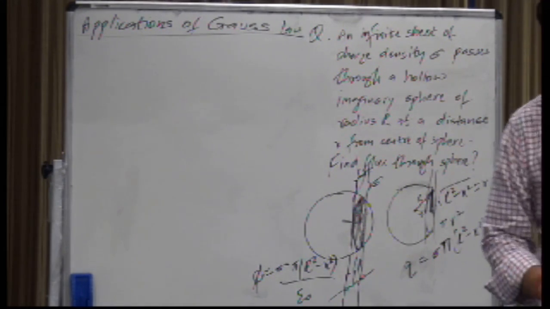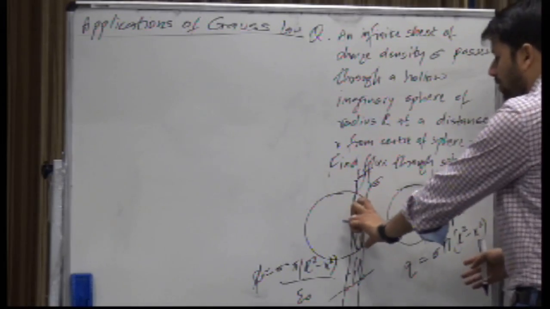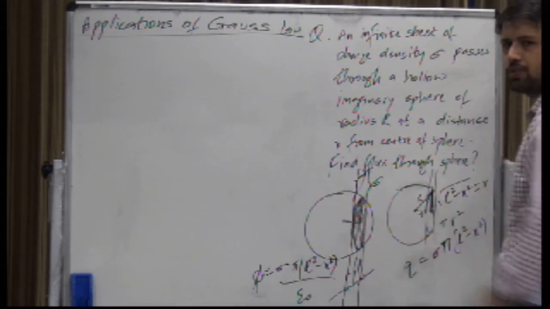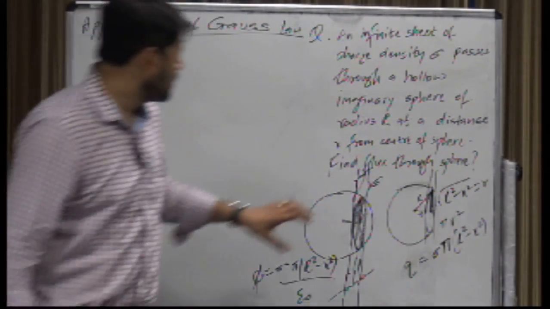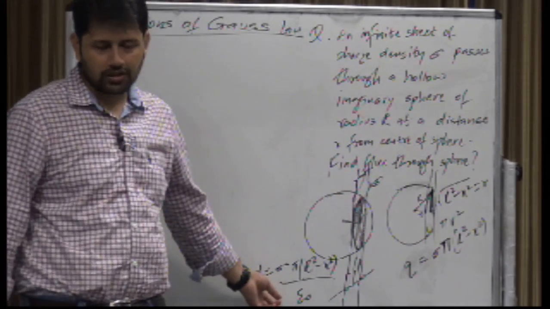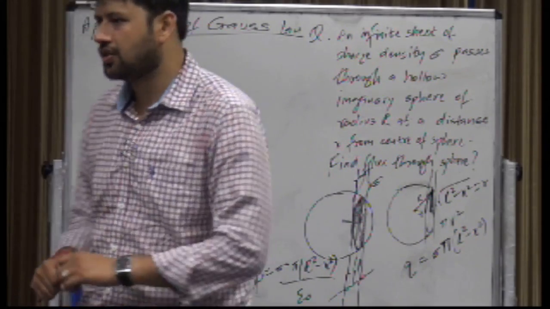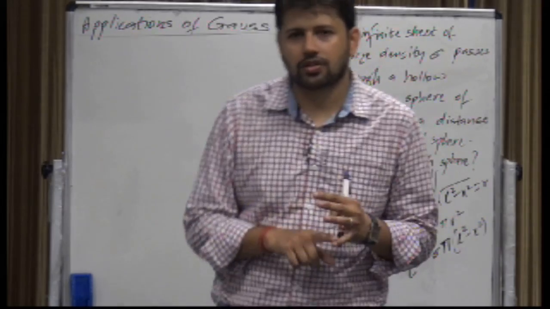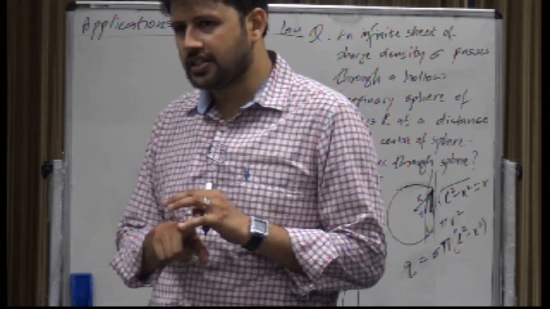Because a sheet would always produce equal fields on both sides. So even a small portion of sheet would still produce field like this equally on both sides. So flux through the bigger portion would be total flux by 2, and through the smaller portion would again be total flux by 2. So applications of Gauss law, you already know a few applications of Gauss law, right? Like for a point charge you already know, for a line charge you already know.